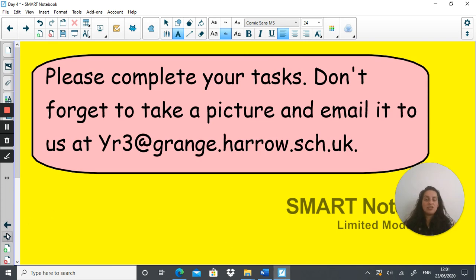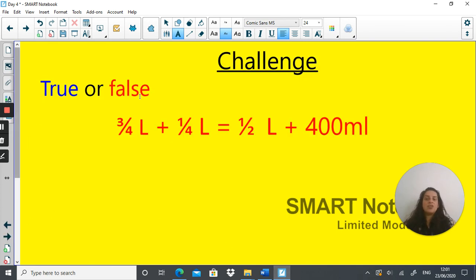Fancy a task, a challenge? Here it is. True or false? 3/4 of a litre plus 1/4 of a litre is equal to 1/2 a litre plus 400 millilitres. So true or false? Let me know.